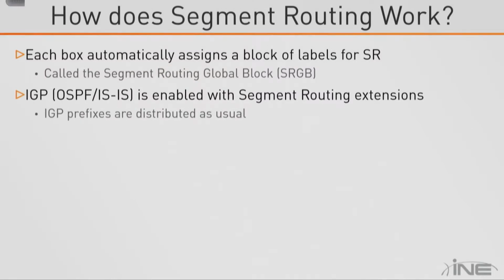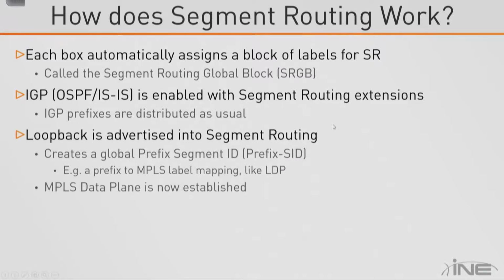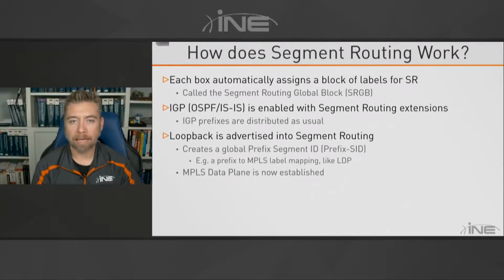Okay, so in order to actually configure it, we run an IGP. Okay, so assuming we're already doing this, we're running either OSPF or ISIS. So next step is that we need to just turn on the extensions. Okay, so we enable the extensions, and then the IGP prefixes are going to be distributed just as normal. Okay, the difference here, though, is that when we advertise the loopback, we're going to create a manual binding between the loopback and a label value, and this label value is now going to be globally significant.